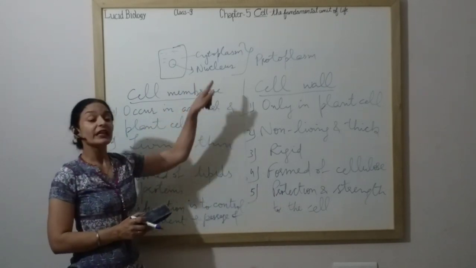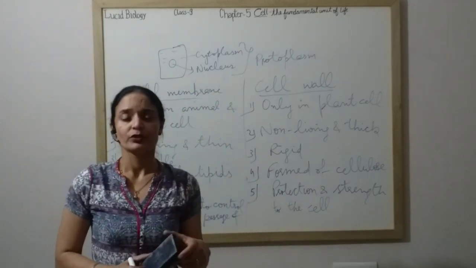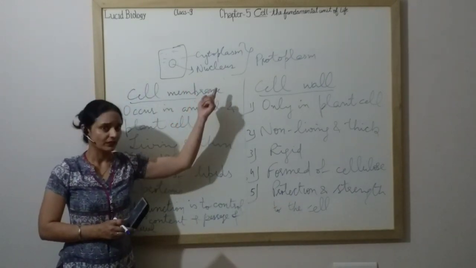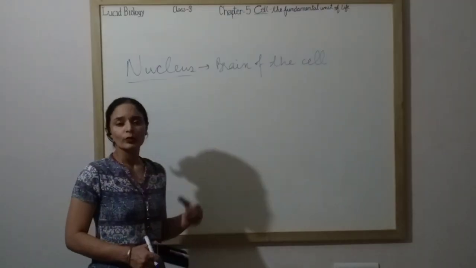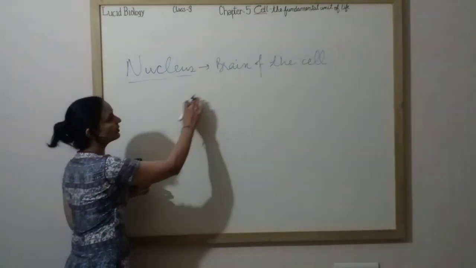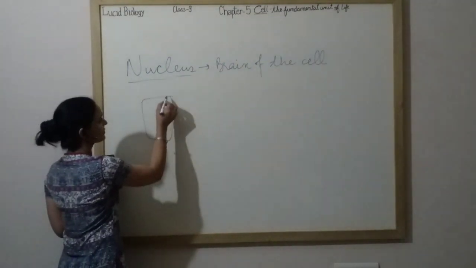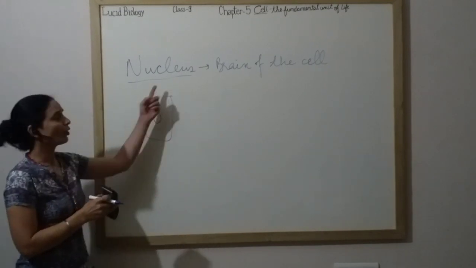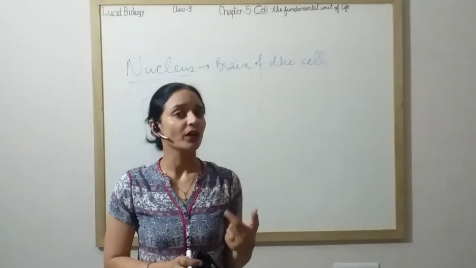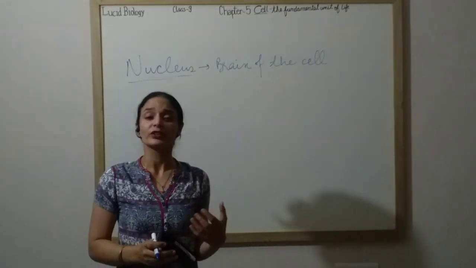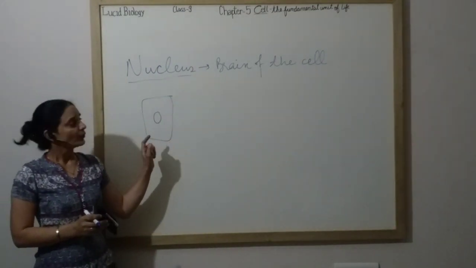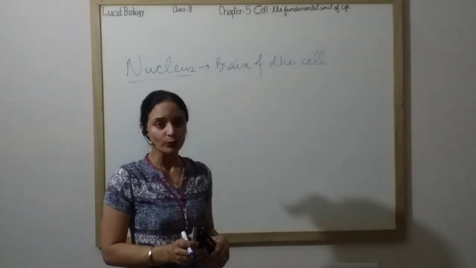Now we are going to study the detailed structure of the nucleus, which is the main part of the cell. The nucleus is also called the brain of the cell. It is a large, centrally located, spherical structure. As the brain is important to our body, it controls activities and functions of different body parts. Similarly, the nucleus is important to the cell. We are going to study the detailed structure of the nucleus.